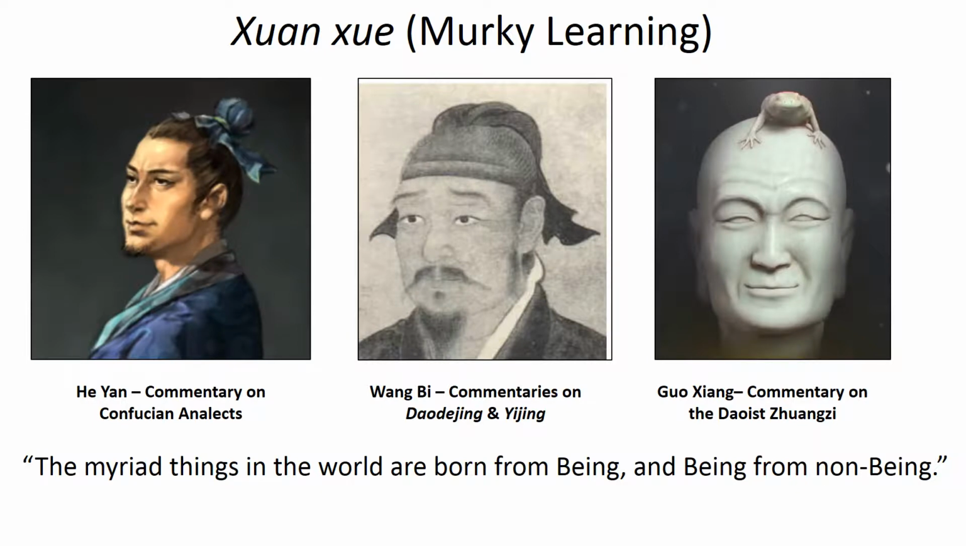Wang Bi was an early Xuanxue philosopher. Two main contributions of this philosophy were the way it synthesized Taoist meditation practices with Confucian ethics and the cosmology of the I Ching, as well as the view that nothingness was the root of all beings and the completion of all affairs.